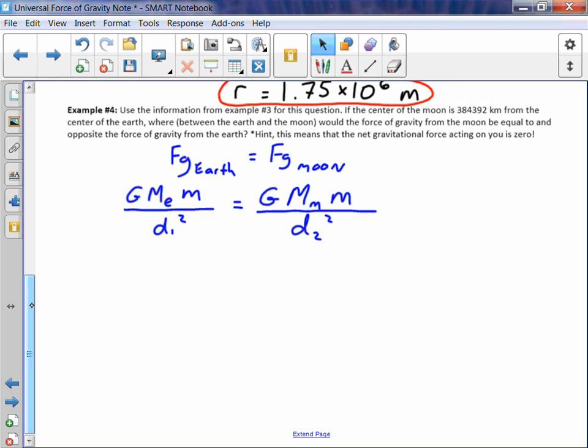How do we know the radius of the Moon? We're going from the middle of the Earth to the middle of the Moon, literally.